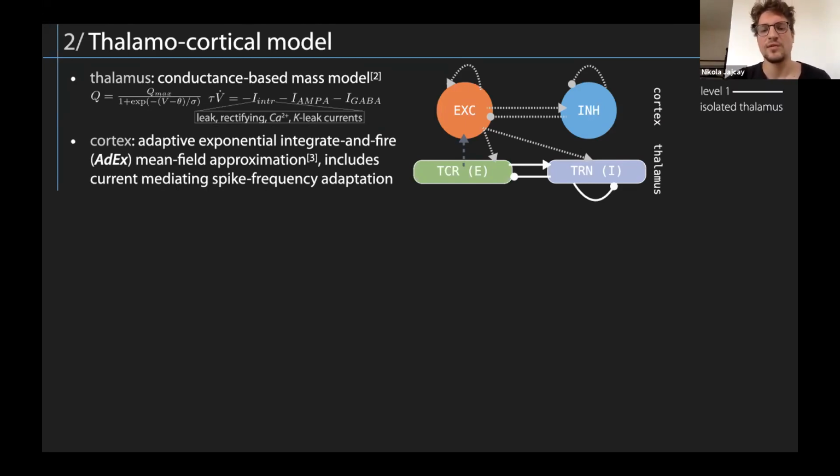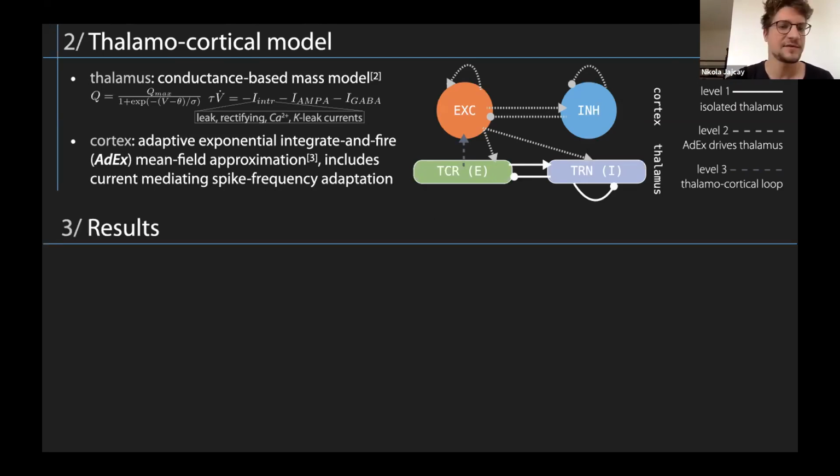We can somehow evaluate our model in three different levels, as I like to call it. In the first level, we just have the isolated thalamus and study just the isolated thalamus. In the second level, we have our cortex driving the thalamus, but there is no feedback connection. And in the third level, we have the full thalamocortical loop. I will briefly go through all of these levels because each of these levels can bring some knowledge to us.